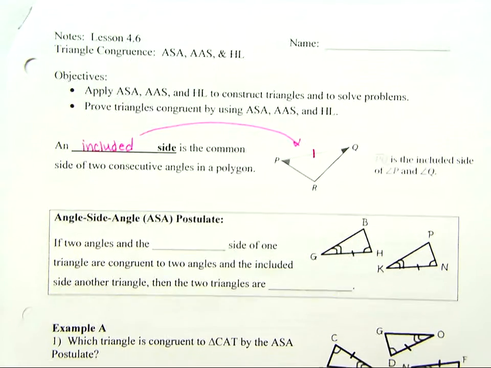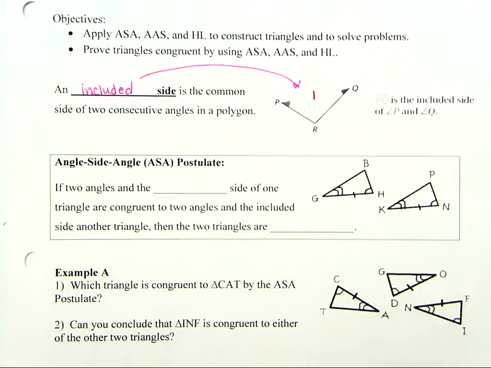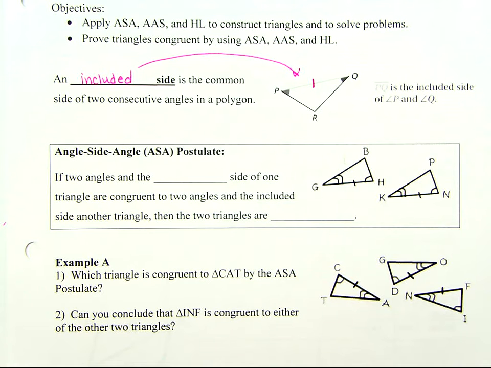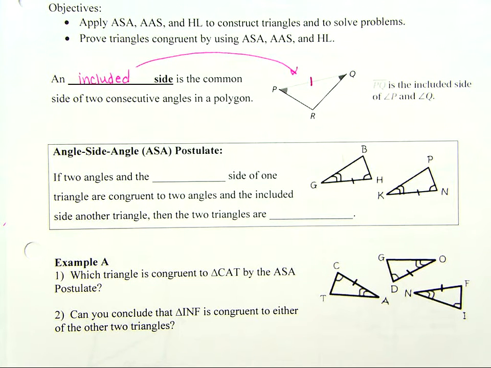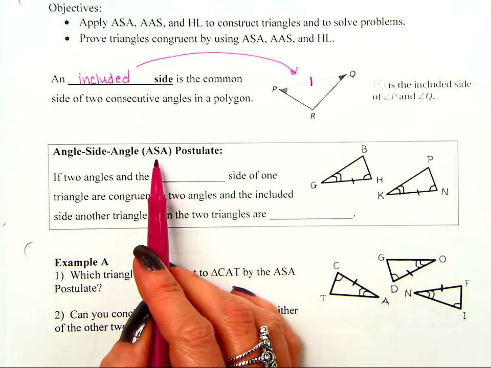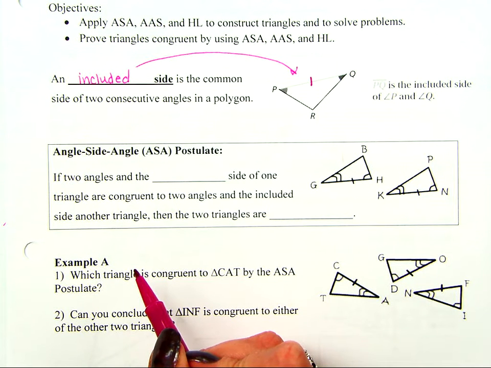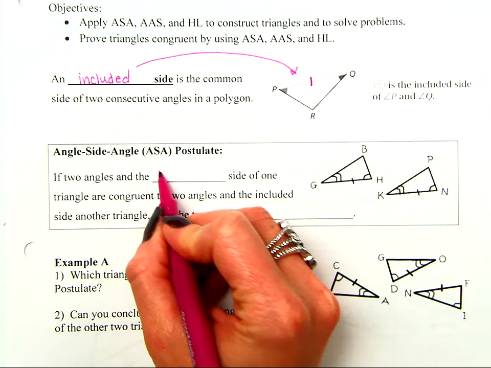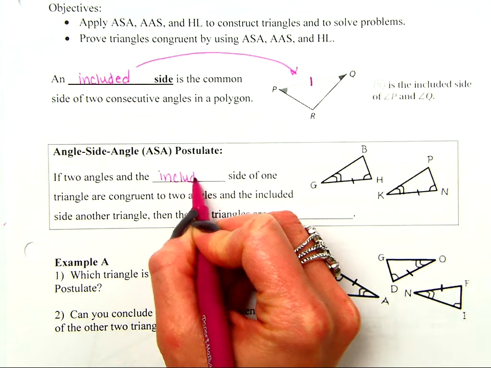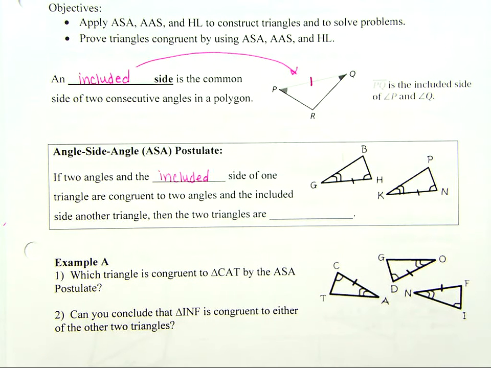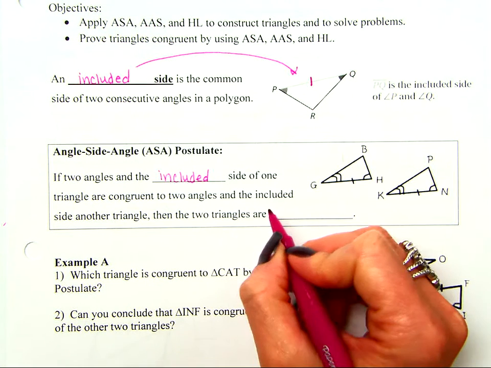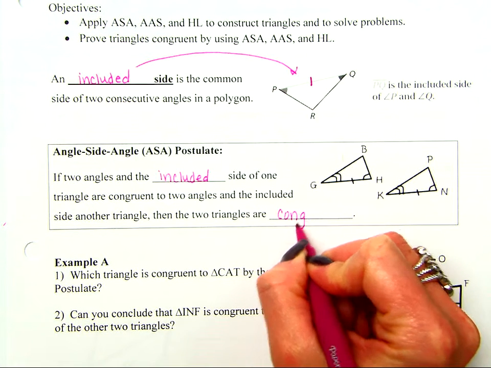Now, another shortcut that we are going to add to our list for proving triangles congruent is the angle side angle shortcut. Angle side angle they're going to abbreviate as ASA, where the side is included between the two angles. So the reading of that is going to say if two angles and the included side of one triangle are congruent to two angles and the included side of another, then the two triangles are congruent.